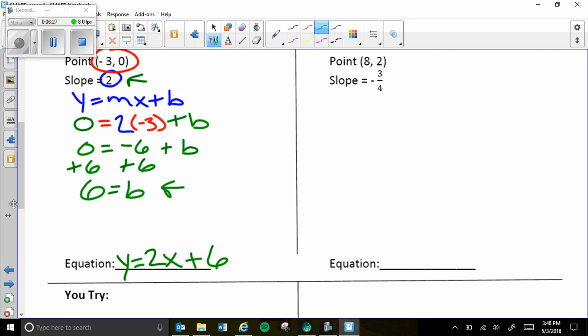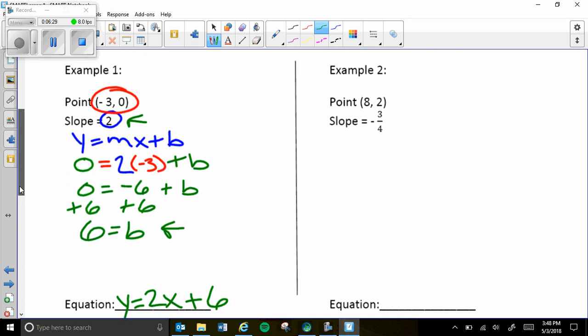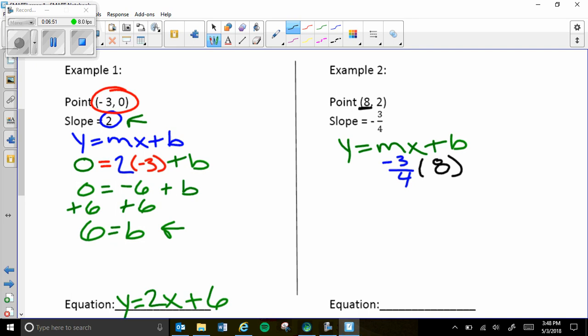So let's go over another example. We're given a point and we're given a slope. So we plug it into the equation, y equals mx plus b. My m in this case is -3/4. Looking at my ordered pair, my x value is what? 8. My y value is 2. And I'm solving for b.